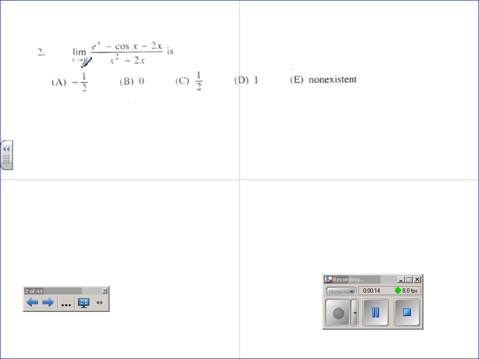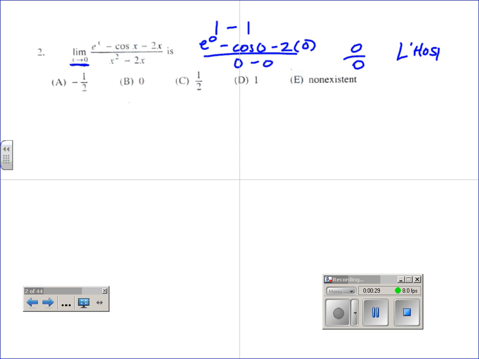Number 2, notice if you plug in 0, anytime you're going towards a constant, your first step is to plug it in. So if I plug in 0, notice that this is 1 and this is 1, so I get 0 over 0, which means I need to do L'Hopital's rule. And so you do the derivative of the top, which is e to the x, plus sine x minus 2 over the derivative of the bottom, 2x minus 2.